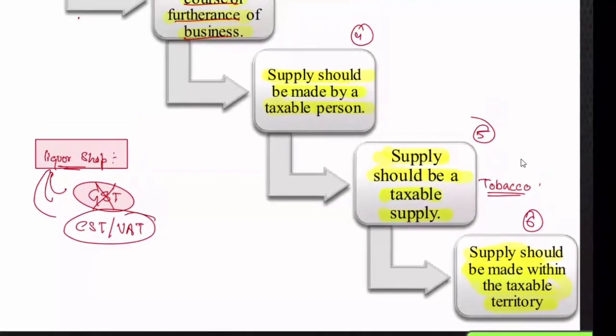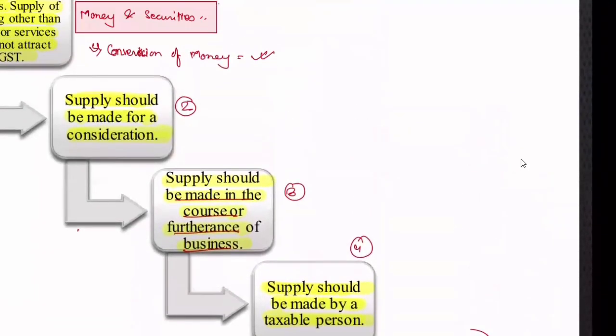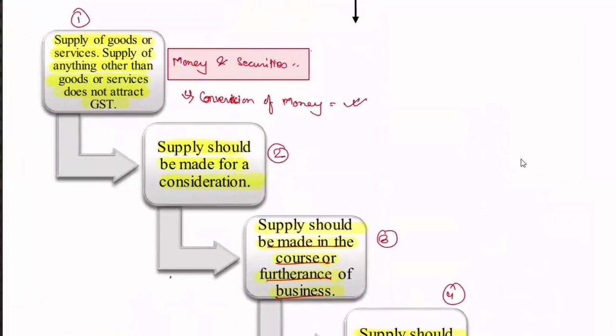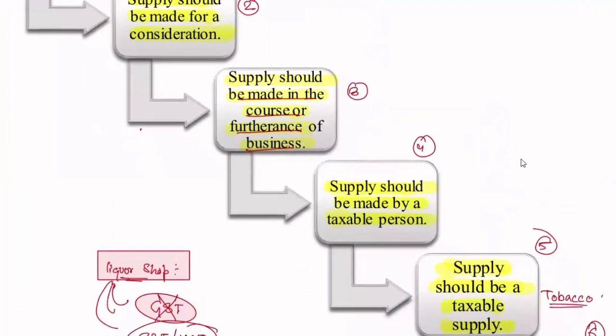Okay, so what are the 6 parameters that we discussed? We discussed that GST will be attracted only when there is a supply of goods or service. Other than goods and service, there will be no GST. Then we discussed that it should be for some consideration. Then we discussed that it should be in the course or furtherance of business. Then we discussed that it must be done by a taxable person and should be for a taxable supply.